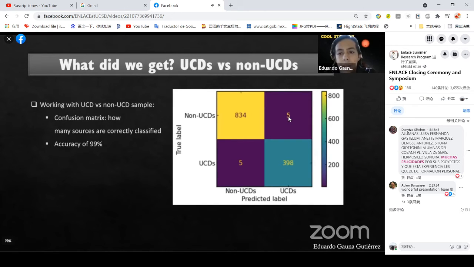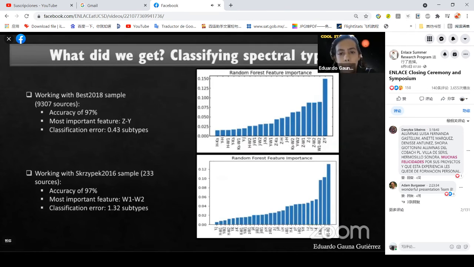We can see that only 10 sources out of about 1,200 were misclassified. It should also be said that we got an accuracy of 99%, which means that most of the sources were correctly classified. Next slide, please.